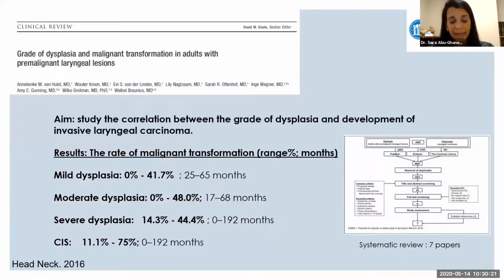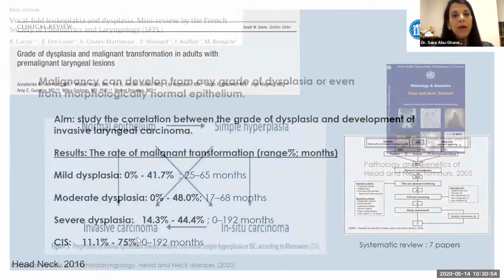In the Head and Neck Journal in 2016, a systematic review was published, and I was shocked to see the numbers of the rate of development of invasive cancer based on grading. Look at the numbers here. With mild dysplasia, up to 40% of cases will undergo malignant transformation. Moderate, up to 48%. And as expected, in severe dysplasia and carcinoma in situ, very high or higher rates.